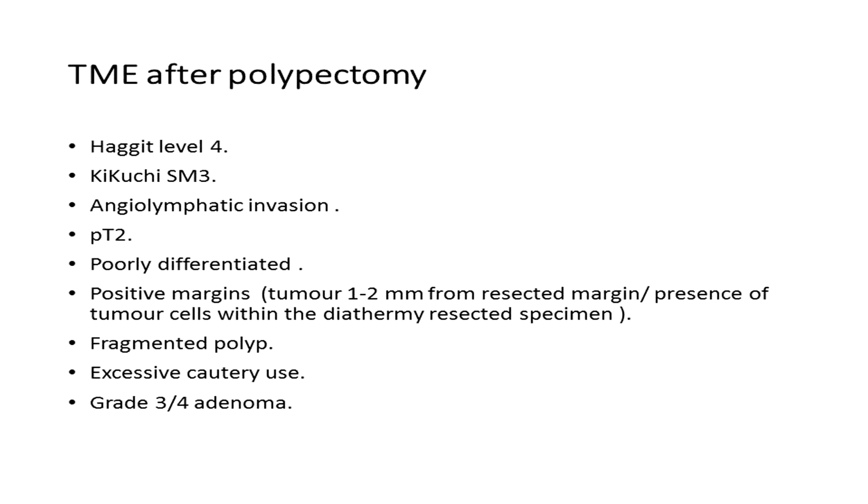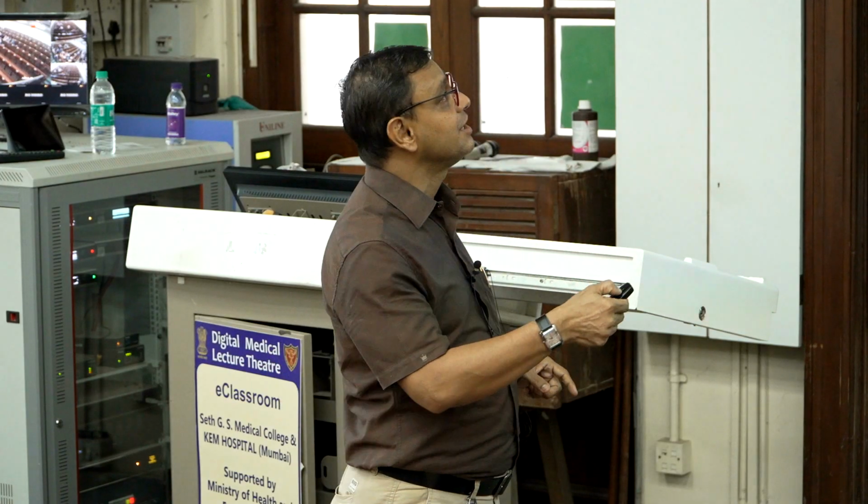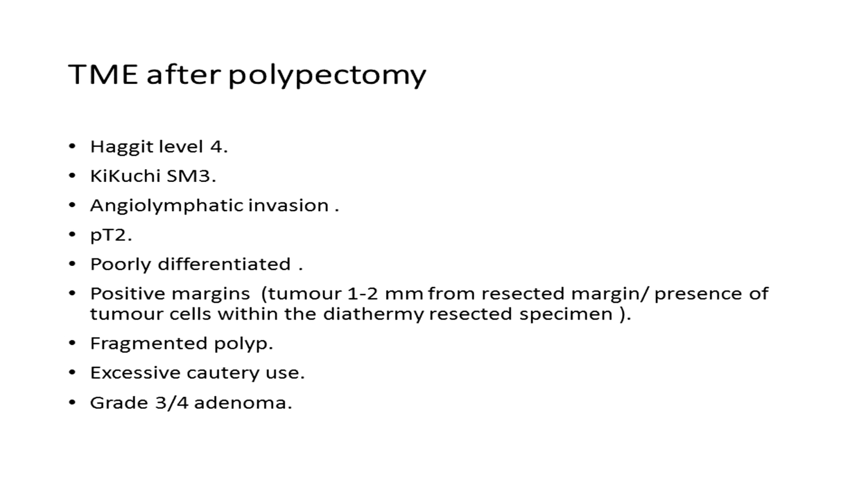We have defined the criteria for local excision. What this slide shows is that after excision, where your excision is not going to suffice, you are going to require a TME. So what are the indications? After excision, what are the factors that will decide the patient is going to require a major surgery? These are the factors: Haggitt level 4, Kikuchi SM3, angiolymphatic invasion, pT2, poorly differentiated tumor, positive margins, fragmented polyp, excessive use of cautery, and grade 3 and grade 4 adenoma. Okay.